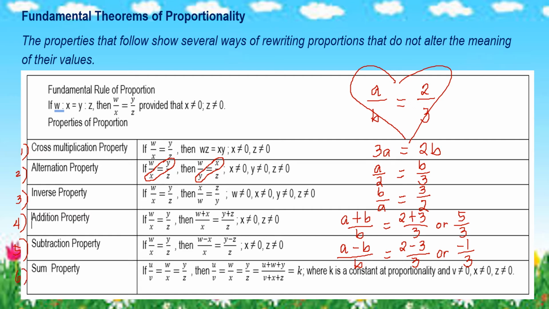Next, we have the sum property. So if we have u is to v is equal to w is to x is equal to y is to z, then u is to v is equal to w is to x is equal to y is to z is equal to u plus w plus y is to v plus x plus z. And that is equal to k, where k is a constant of proportionality, and v is not equal to 0, x is not equal to 0, z is not equal to 0.